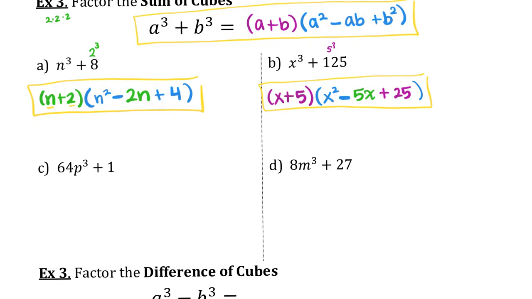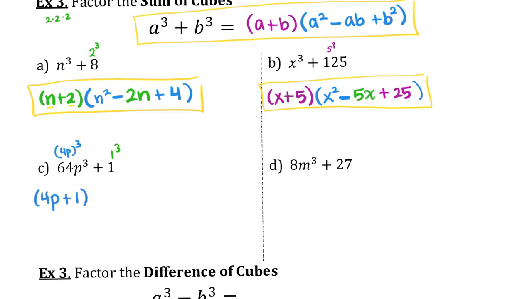If I can make this something cubed, I can still do a sum of cubes. Since it looks like a sum of cubes, I want to try. What can you cube to get 64? 4 times 4 times 4. So this is going to be 4p, and that's what I'm cubing. What do I cube to get 1? Well, that's easy, that's 1 cubed. So the first parenthesis is going to be 4p plus 1.